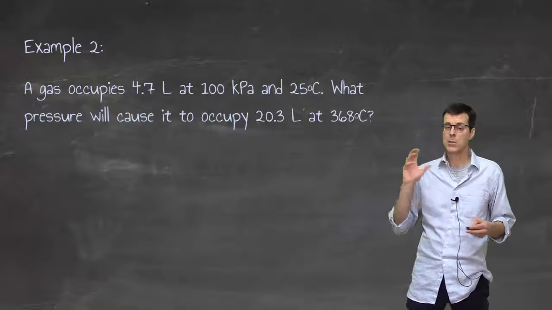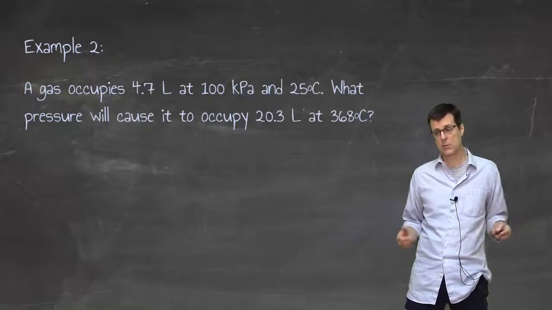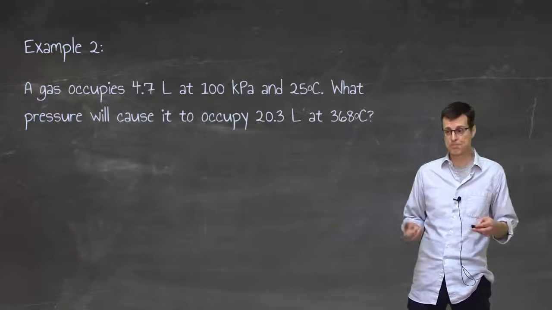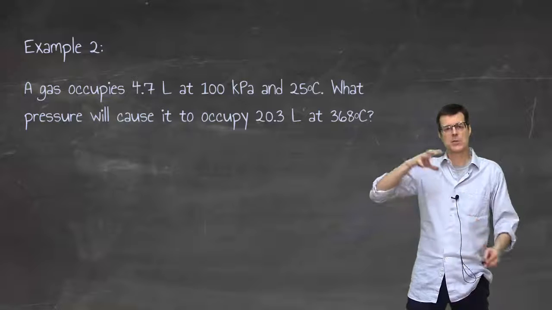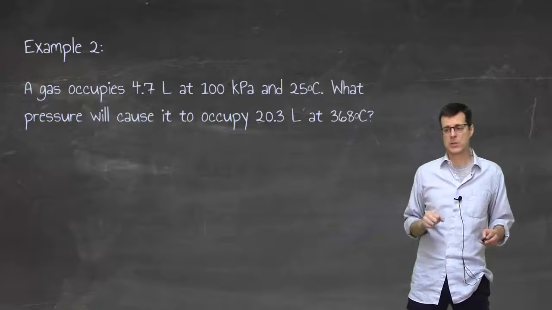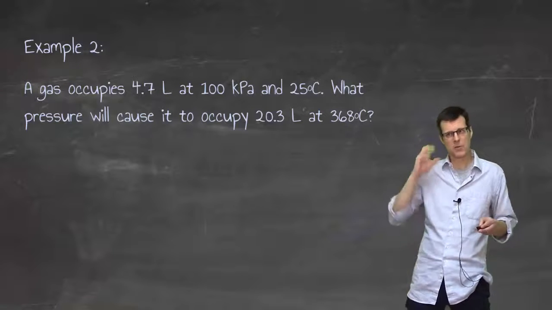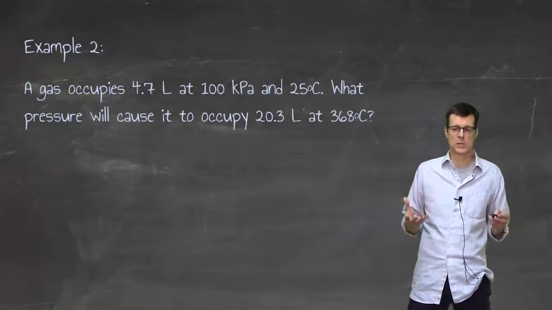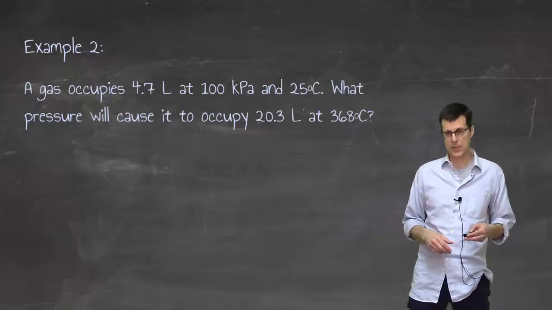but we won't even worry about calling it anything. And then what is the new pressure going to be if I have the gas expand to 20.3 liters and 368 degrees Celsius? Now, I want to point out two things. Number one is that my volume is increasing. Think about what should happen to pressure when the volume is increasing. Also, my temperature is increasing. So maybe semi-predict what you think is going to happen, not in terms of a number, but in terms of what I expect. Do I expect more than 100 kilopascals or less than 100 kilopascals?